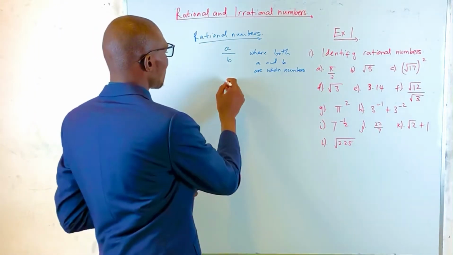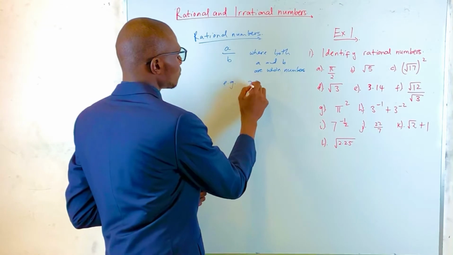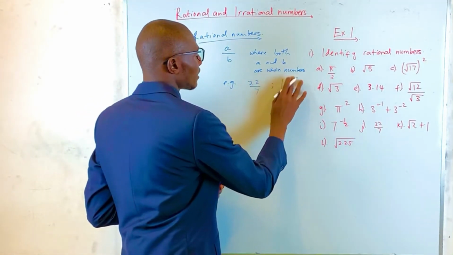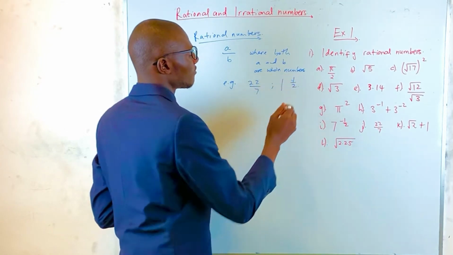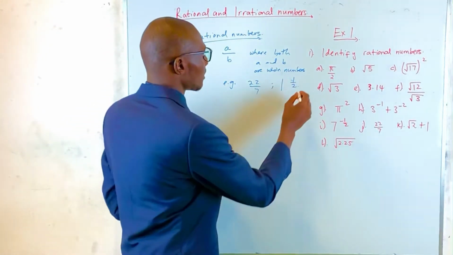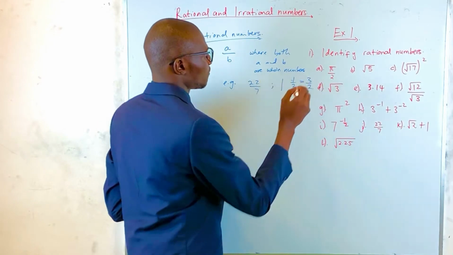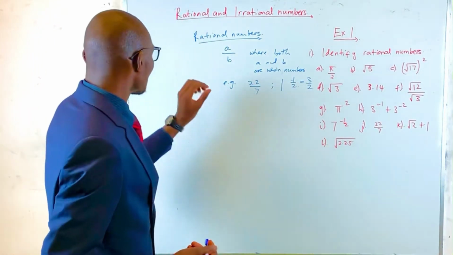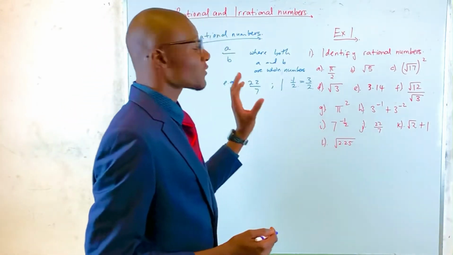For example, we can have 22 over 7. We can also have 1 and a half, but of course we know 1 and a half we can rewrite as 3 over 2, which in turn would be a rational number. So this is what we have for rational numbers.